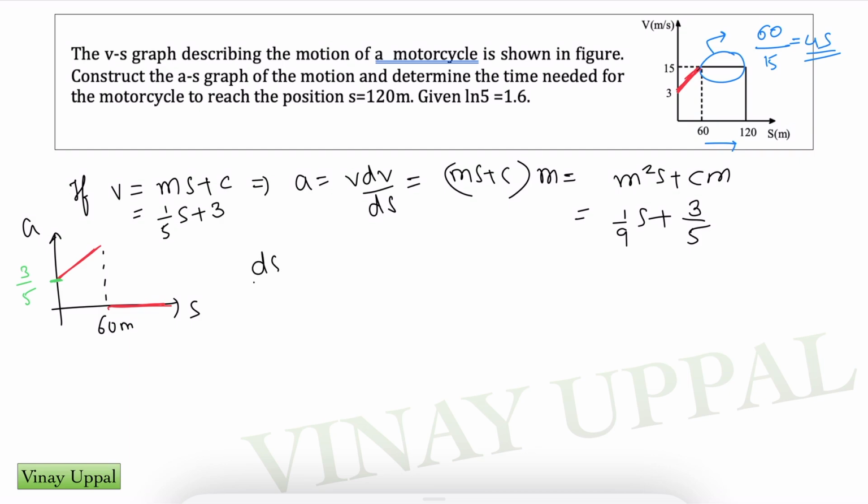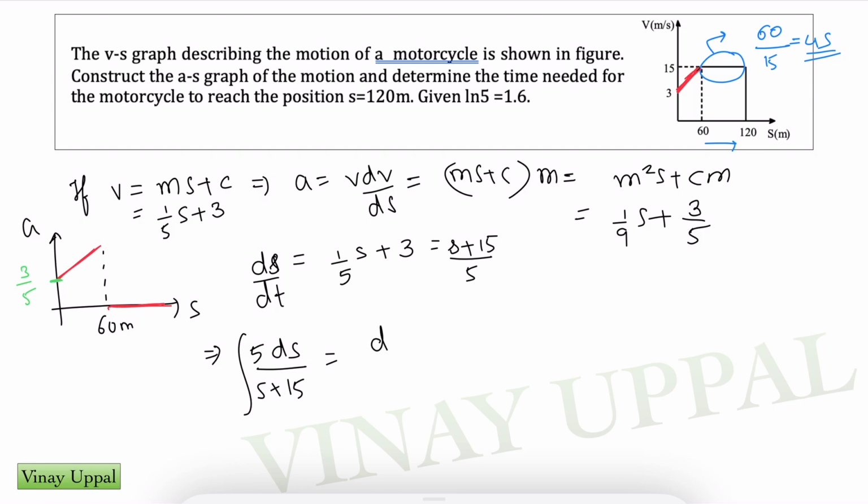So I can write ds by dt is equal to velocity, which we found out as 1 by (5s + 3). Let me just write this as (s + 15) by 5. So I'll have 5 ds divided by (s + 15). The integral would be dt. So the limit t equal to 0, displacement is 0. We want to find the time when the displacement becomes 60 meters. So when the displacement is 60, time is t.